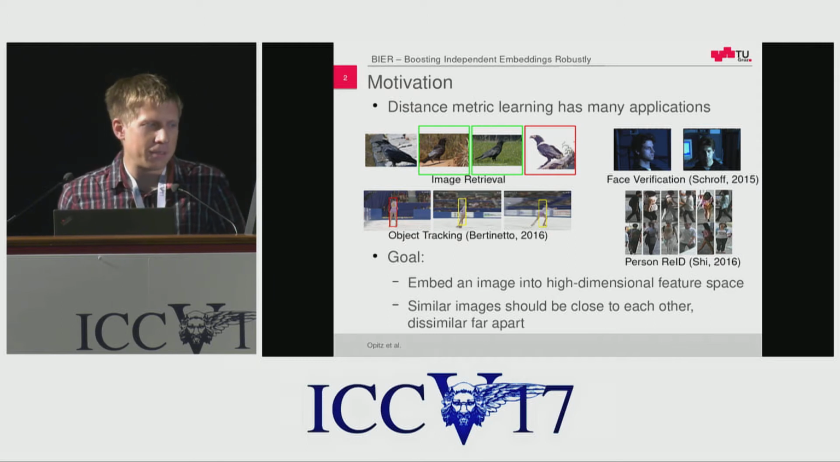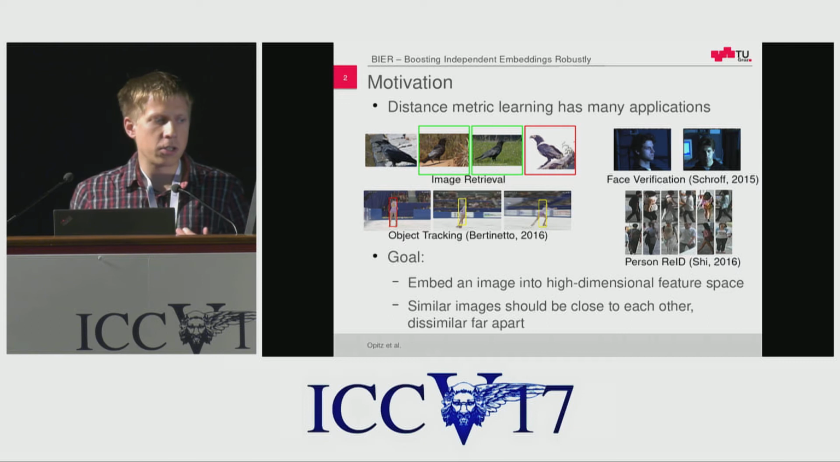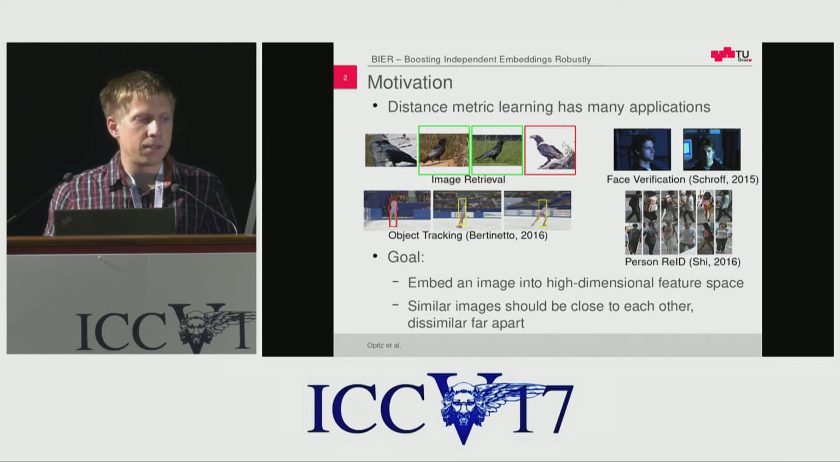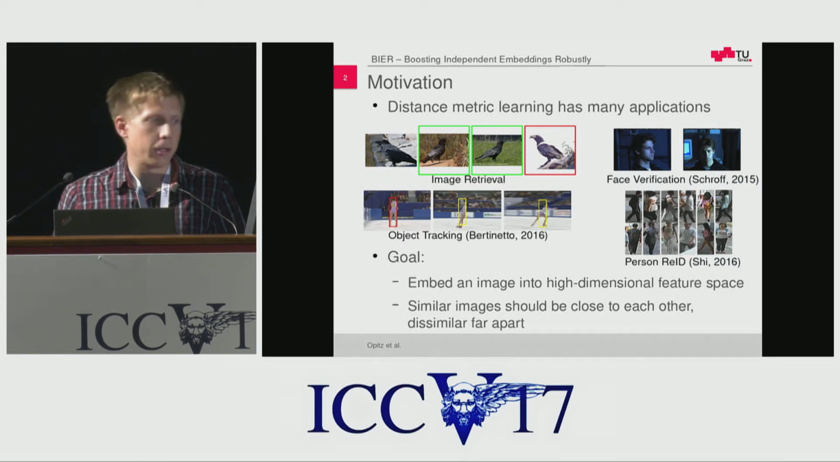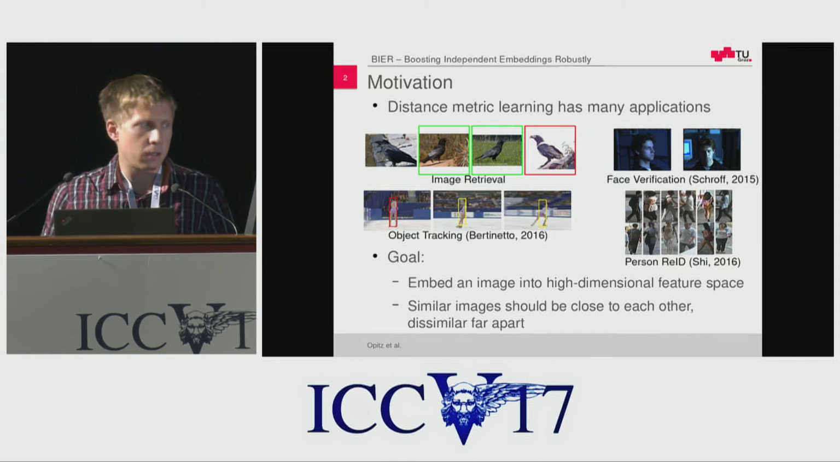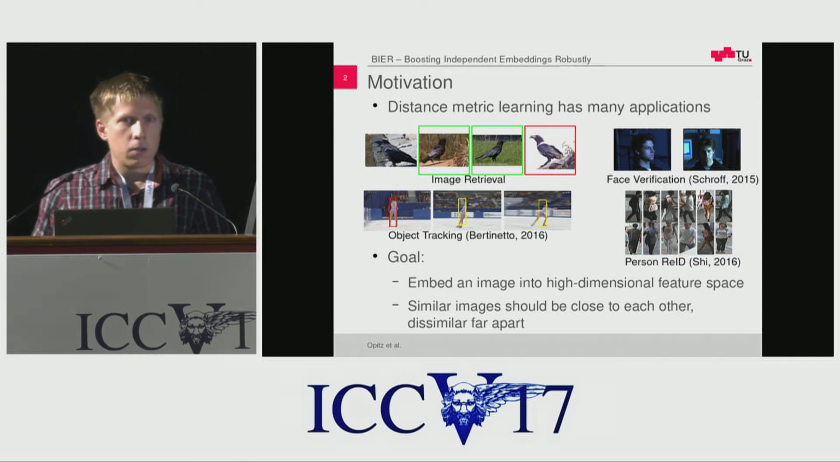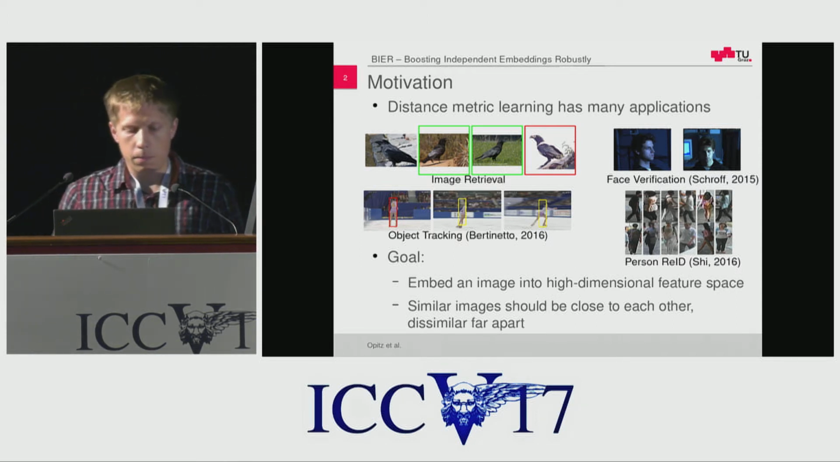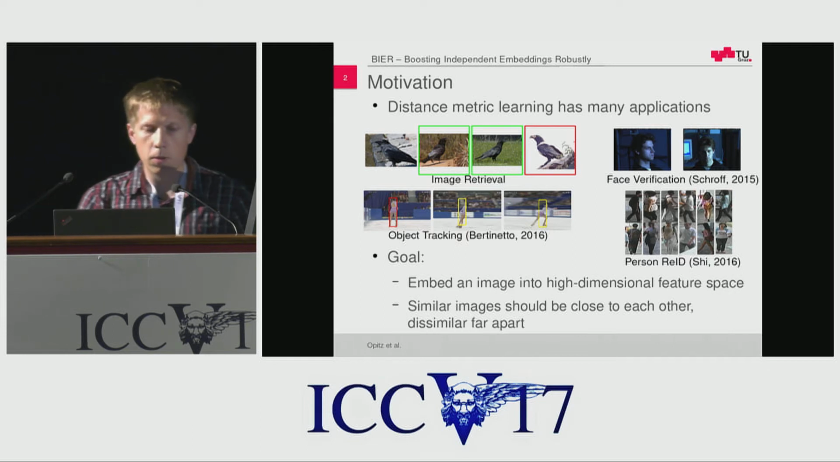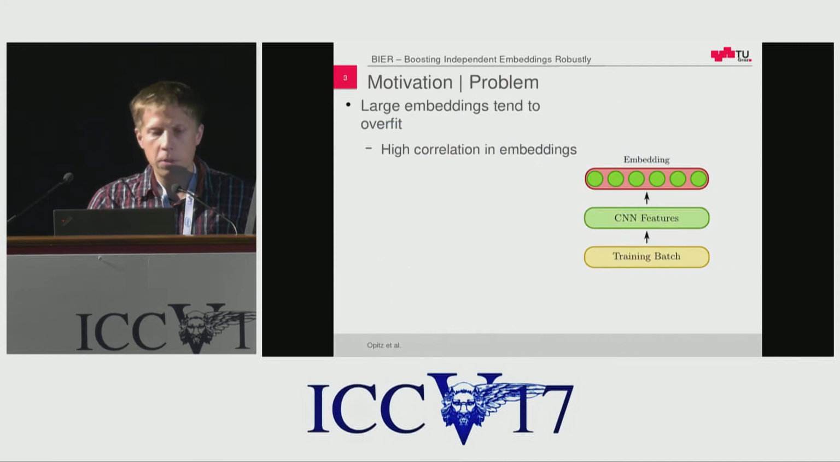So what is distance metric learning? The task of distance metric learning is to embed an image into a high-dimensional feature space. And in this space, similar images should be close to each other, and dissimilar images should be far apart from each other. And this has really many applications in computer vision, such as image retrieval, face verification, object tracking, or person re-identification. So in this talk, we're going to focus ourselves on image retrieval.